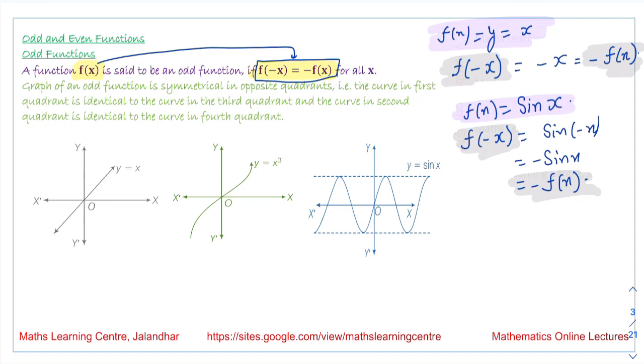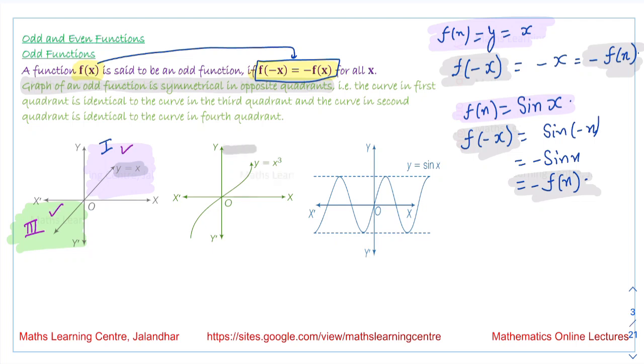To test whether a function is an odd function or not, we have a method using the graph of that function. It is mentioned over here that the graph of an odd function is symmetrical in opposite quadrants. It means if we are looking at this function y is equal to x, look at this quadrant over here, this is our first quadrant. The opposite quadrant is this quadrant over here, our quadrant 3. And we are saying that the graph of this function is symmetrical in both these opposite quadrants.